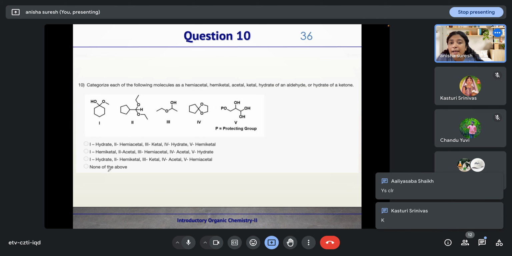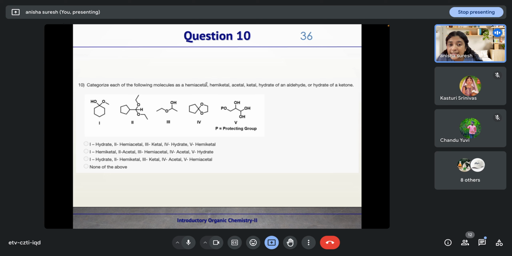Okay, now coming to the next question. Categorize each of the following molecules as a hemiacetal, hemiketal, acetal, ketal, hydrate of an aldehyde or hydrate of a ketone. So this one, what will it be? We have discussed this in the last lecture, I think. What is hemiacetal, what is hemiketal, acetal, ketal, and all we have discussed. B.